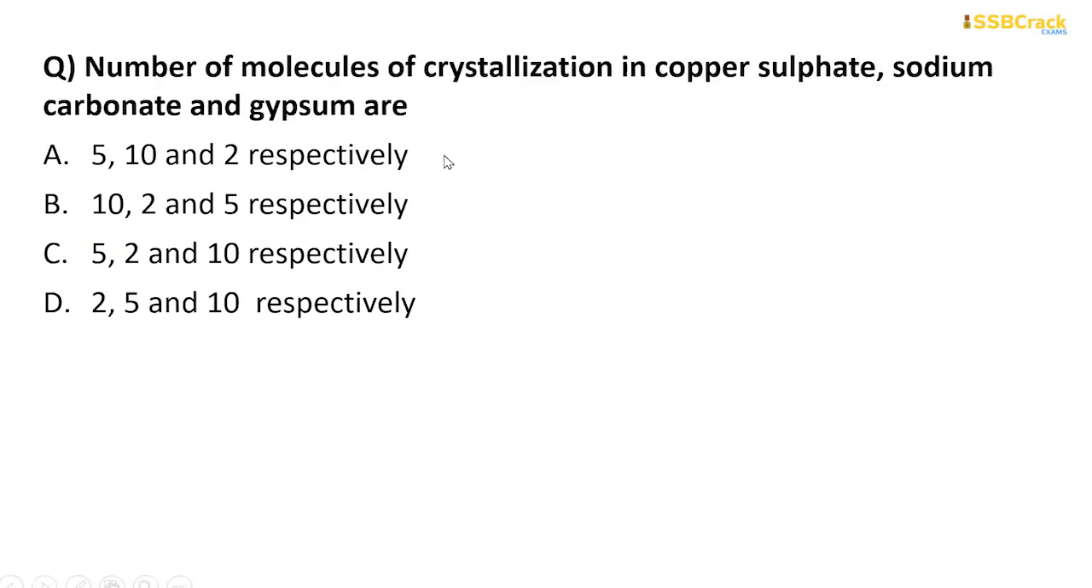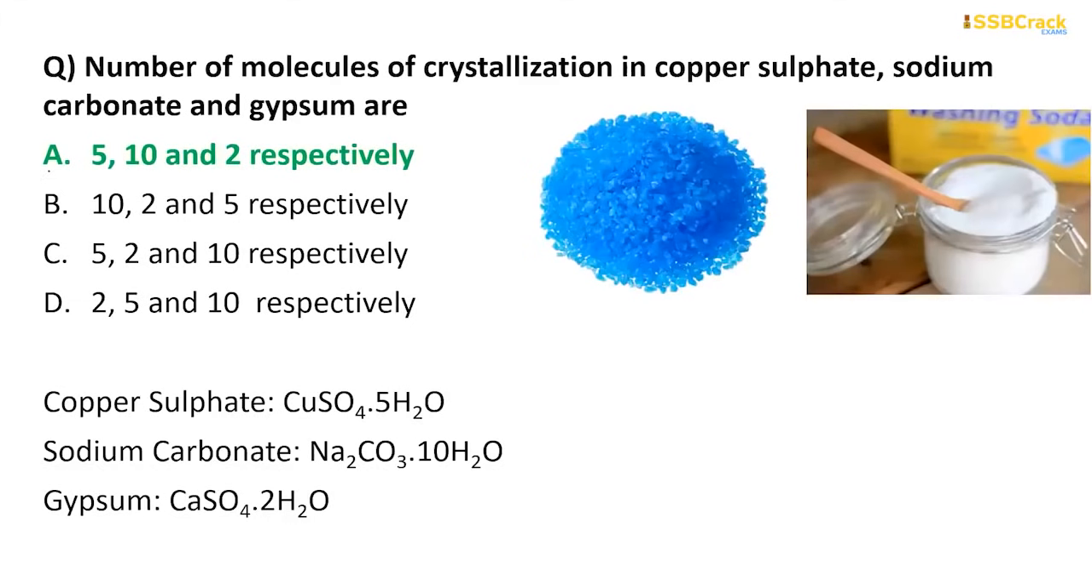Number of water molecules of crystallization in copper sulfate, sodium carbonate, and gypsum are. We have 4 options here. Out of that, the first option is correct because if you look at the formula of copper sulfate, it has 5 molecules of water. And if you look at the formula of sodium carbonate, it has 10 molecules of water. Similarly, gypsum has 2 molecules of water. So this is nothing but the water of crystallization. It is the fixed amount of water molecules which are attached to a particular salt. And this question has been repeated in many defense examinations. Sometimes they take magnesium sulfate, sometimes they take copper sulfate.